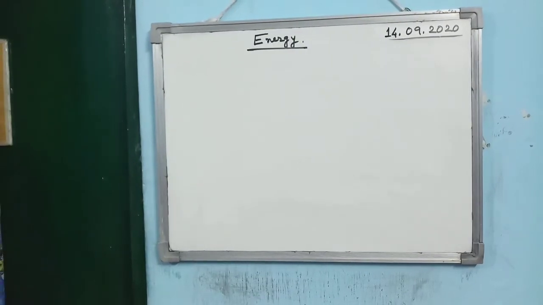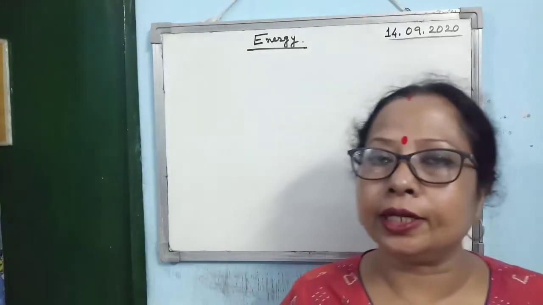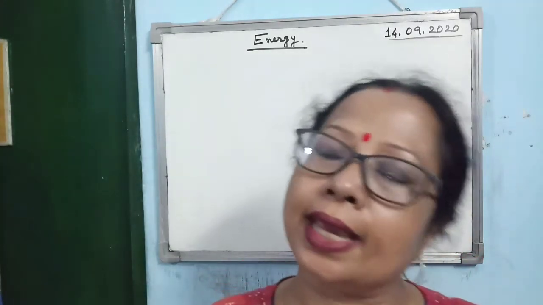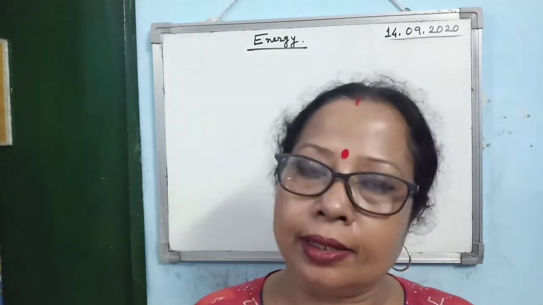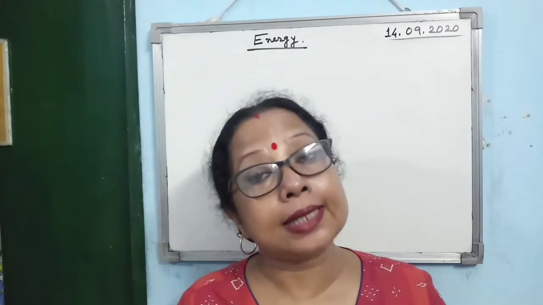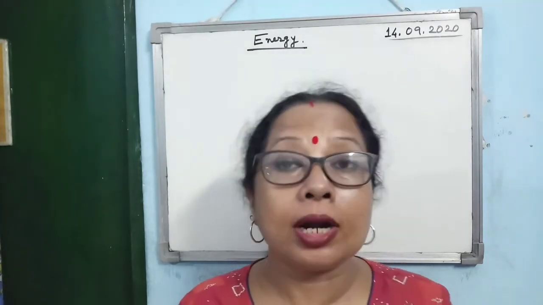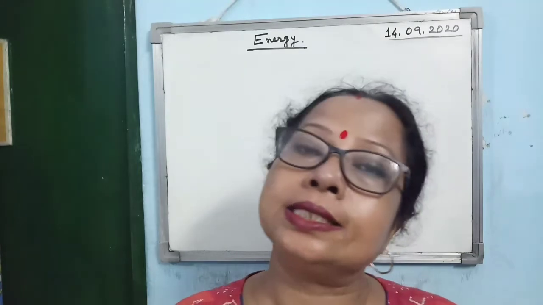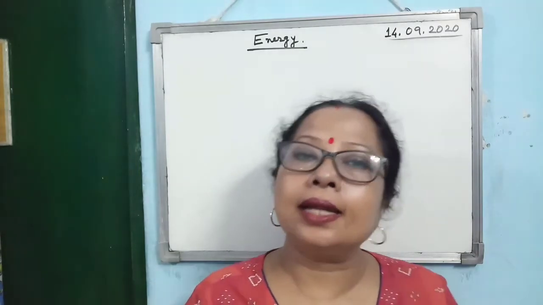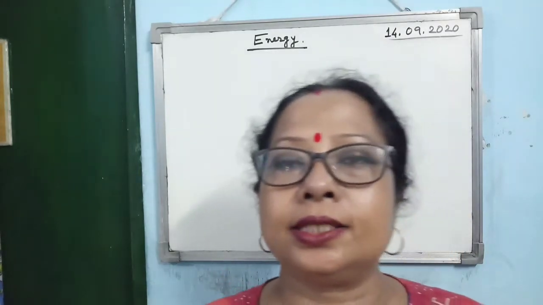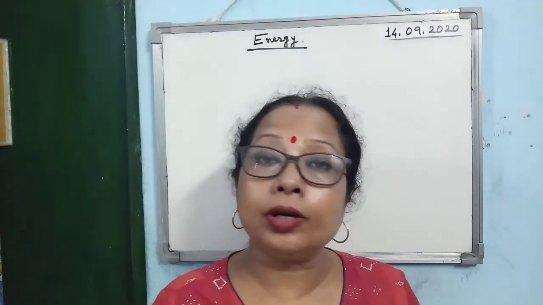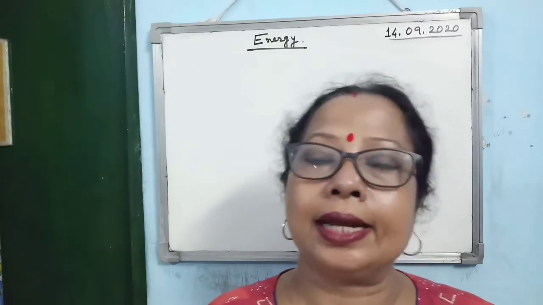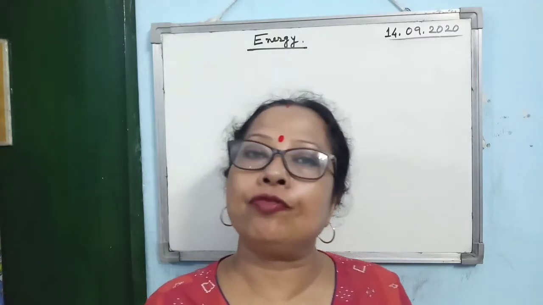Now next concept is energy. Now energy is what? I hope you can remember. Ability to do a work is known as energy. That's why energy is always measured by the work done. Energy is measured by the work done. That's why the SI unit of energy is the same as that of work done. Then another important concept regarding energy is that energy we cannot create, we cannot destroy, we just convert it from one form to another.